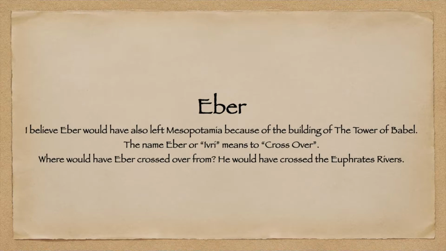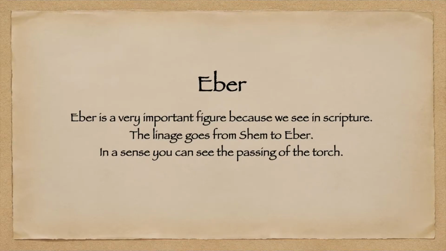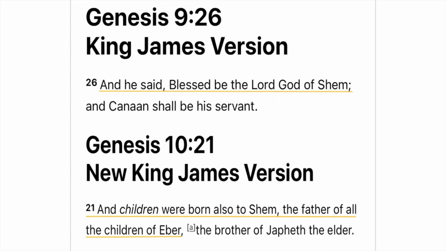Where would Eber have crossed over from? He would have crossed over the Euphrates River, much like Abraham. So Eber, it means region beyond in the Hebrew. And Eber is a very important figure because we see in scripture the lineage goes from Shem to Eber. In a sense, you can see the passing of the torch.